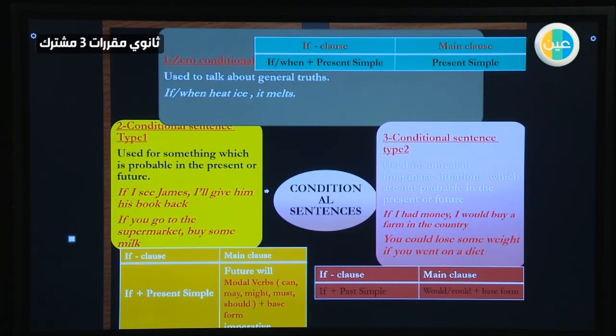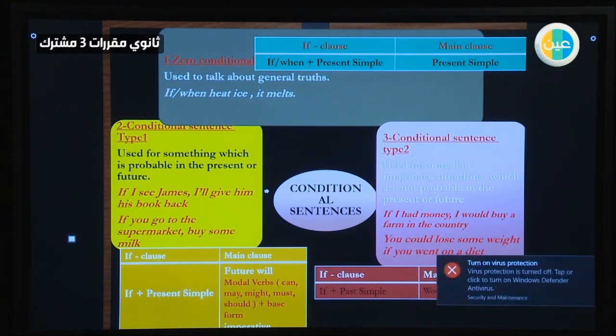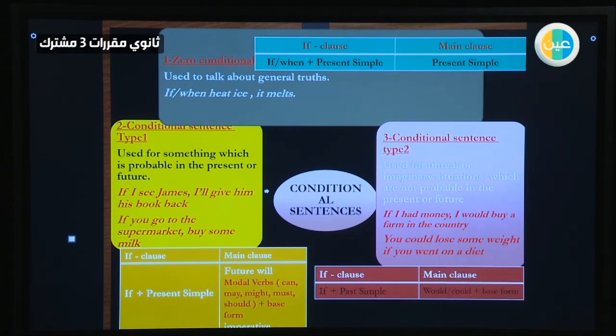This is number 2. Let's go to the 3rd kind, conditional sentence type 2, we call him, but it is the 3rd kind, okay? So type 2, it's used for a real or imaginary situation when are not probable in the present or future. Like when I say something difficult to happen, okay? Like when I say, if I had money, I just imagine, I'm not talking about the past, I imagine something difficult to happen. If I had enough money, I would buy, look to the past, would, not will. I would buy a farm in the country. I just imagine. This is not the truth.